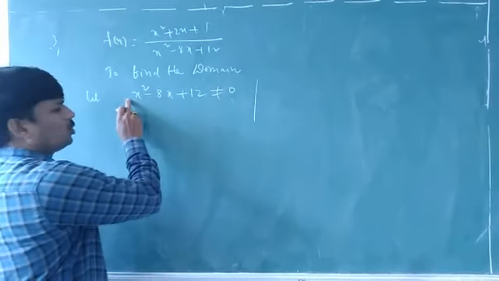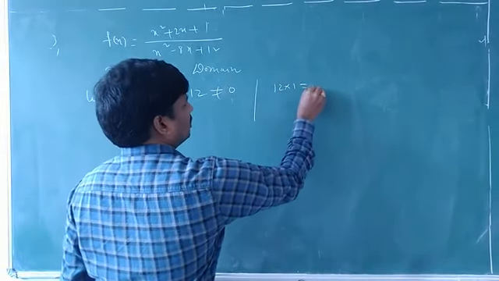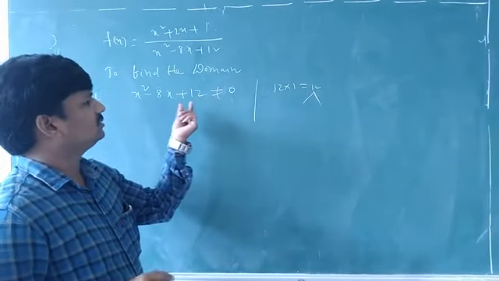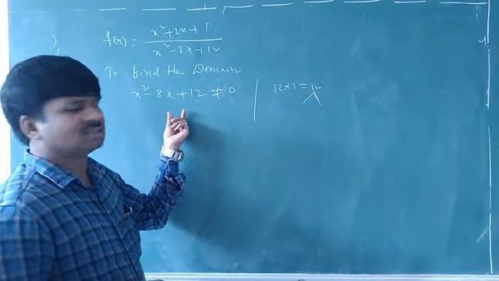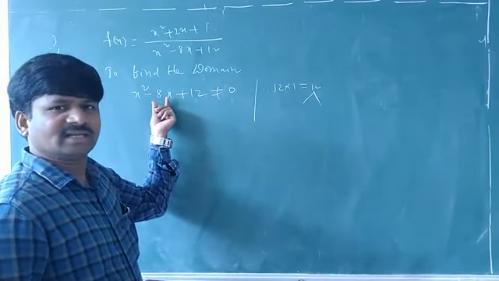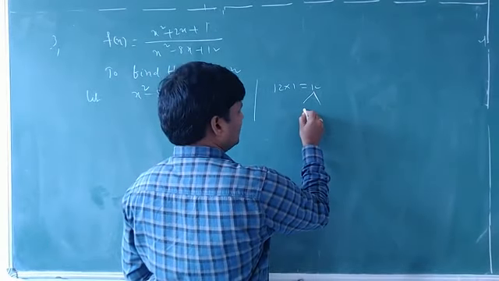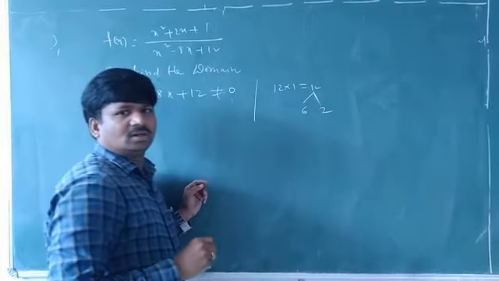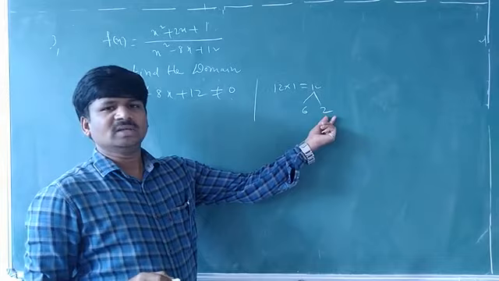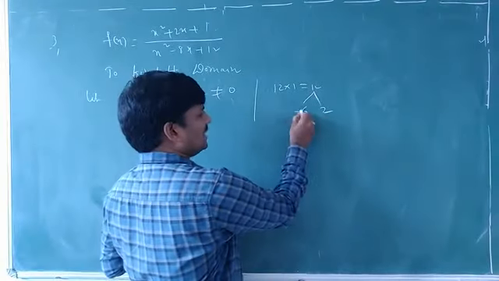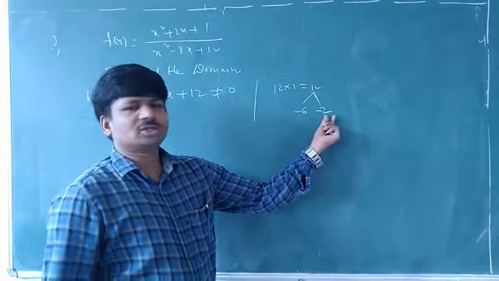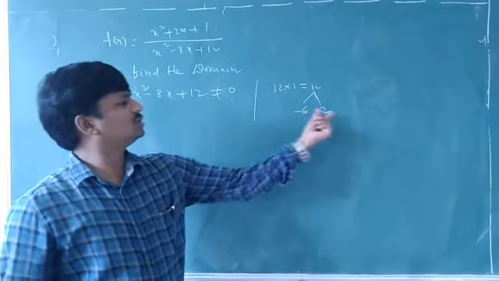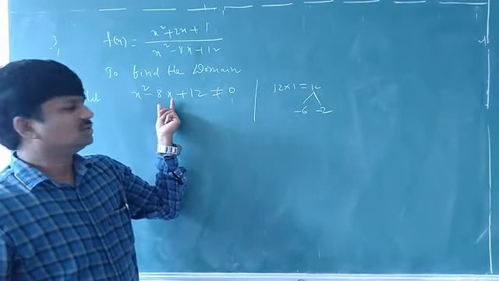So 12 into the x squared coefficient 1 is 12. So we have to split 12, where the factors either add or subtract to give 8. 12 we can write as 6 into 2, and 6 plus 2 is 8. But here minus is there, so minus 6 and minus 2. Minus 6 into minus 2 is 12, and minus 6 minus 2, if you add these two, we get minus 8. Okay? So in this manner we have to write.